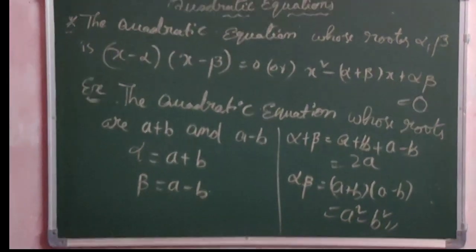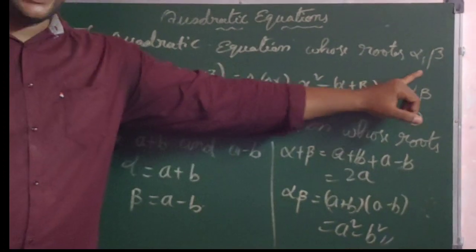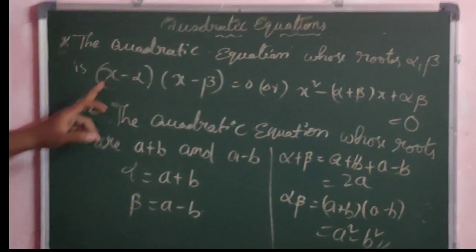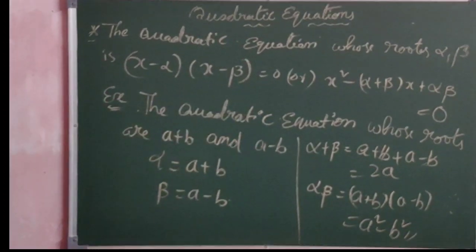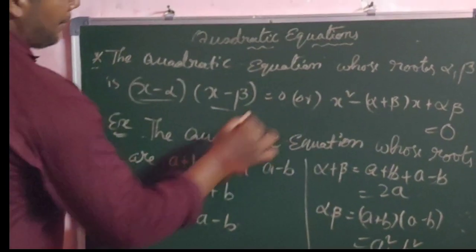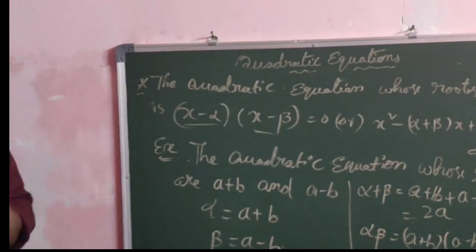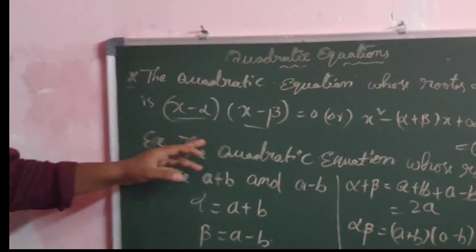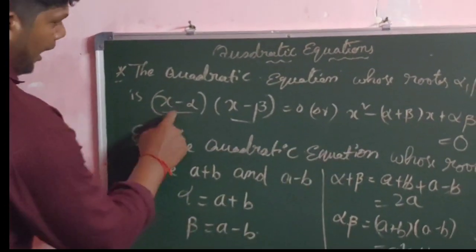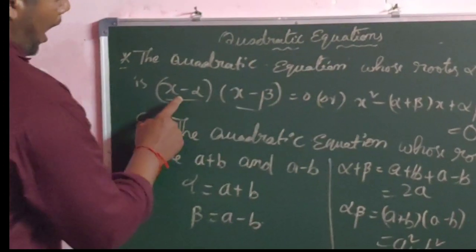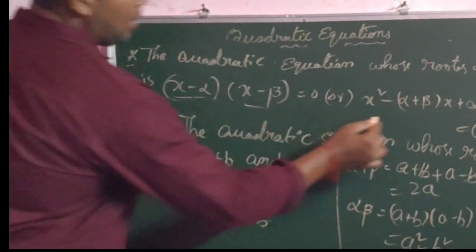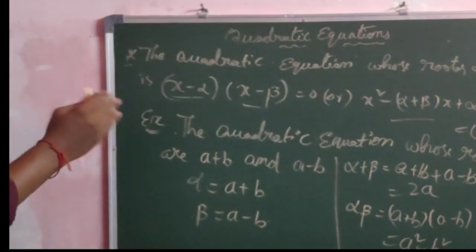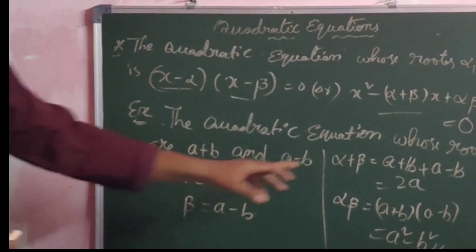So the quadratic equation whose roots are alpha and beta is (x minus alpha)(x minus beta) equal to 0. This is like (a minus b) into (a minus b), which is (a minus b) whole square. Writing it out: x into x is x square, x into beta, minus alpha into x. Taking the common terms, it becomes x square minus (alpha plus beta)x plus alpha beta equal to 0.